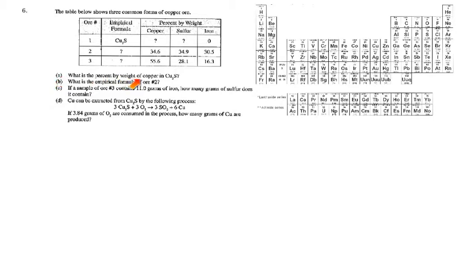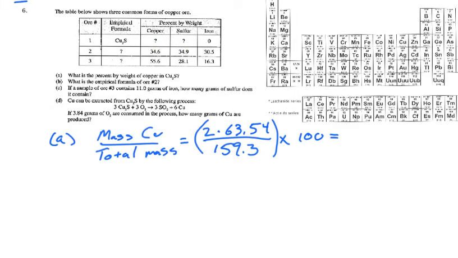What is the percent by weight of copper in copper sulfide? So we actually don't need the table at all to do this first one, but I think when we get the answer, they want us to fill it in right there and right there. To figure out the percent weight of copper, we need the mass of copper on top and the total mass of copper sulfide on bottom. So I've added up the total mass, it's 159.3, and copper's mass is 63.54, but of course there are 2 of them in the formula, so I have to multiply it by 2, and then times 100.